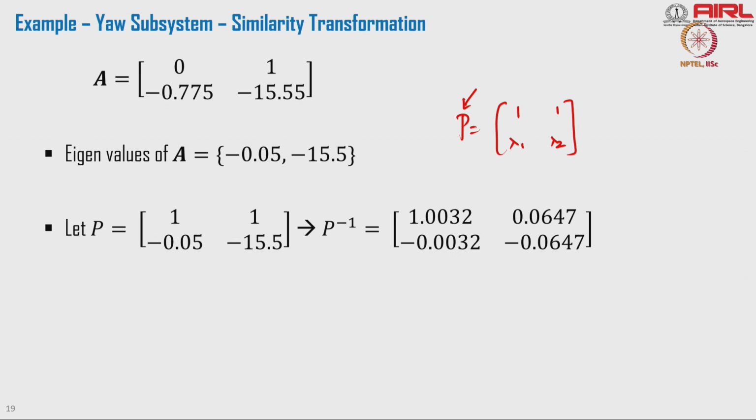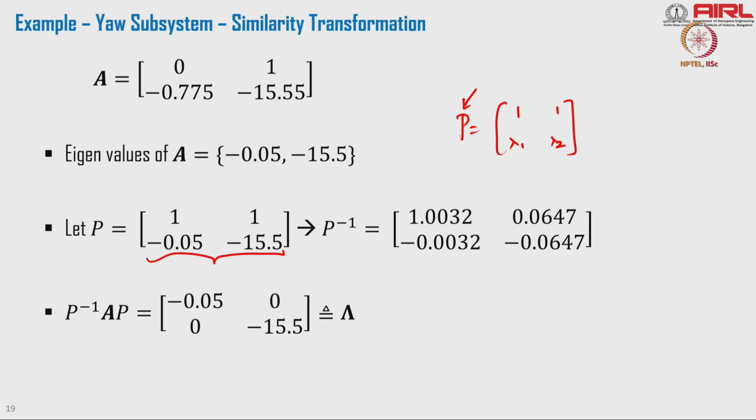So we've got the transformation matrix P. Now we find P inverse, it's just the matrix inverse, and we find it to be 1.0032, 0.0647, minus 0.0032 and minus 0.0647. And if we multiply P inverse A and P, we will actually get a diagonal matrix, which we again define to be capital lambda. And the diagonal elements are just the eigenvalues of A, which are minus 0.05 and minus 15.5.